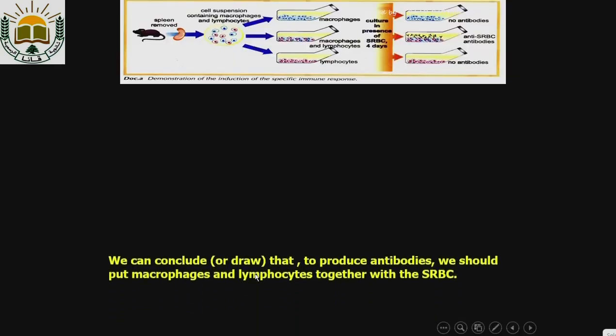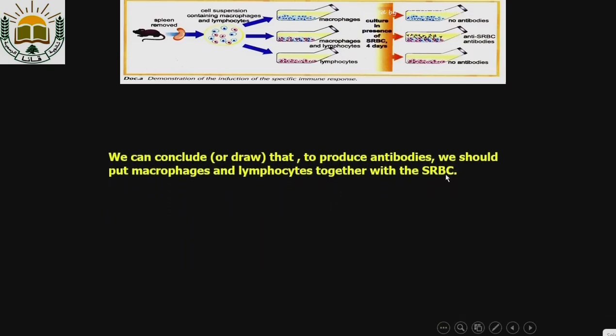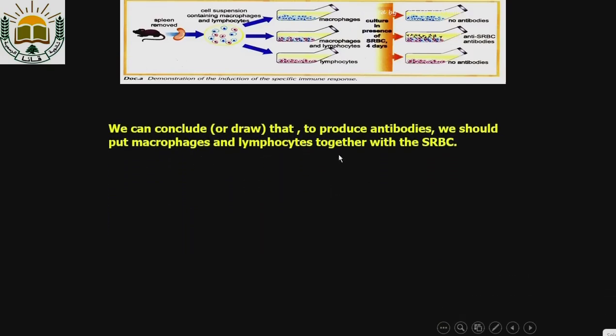Then we can conclude, draw out, that to produce antibodies we should put macrophages and lymphocytes together with the SRBC. It is the format, the shape of the answer that is very important in biology. That's it. So if I ask you, what can you conclude? Yes, it's very easy. I swear, but often the students make mistakes.